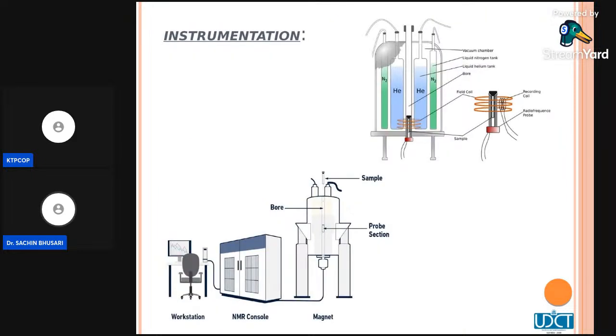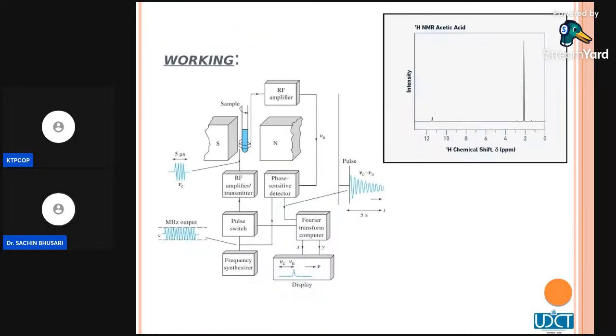So this is an instrument. You can have magnet systems, an NMR console and workstation. Helium is there, nitrogen is there. Field sweep and frequency sweep, both equipments are available. You can have field sweep, you can have frequency sweep. Now you can have megahertz to gigahertz equipments. You can see the working of the NMR. In the NMR graph, taking simply acetic acid, you can see the chemical shift in ppm.